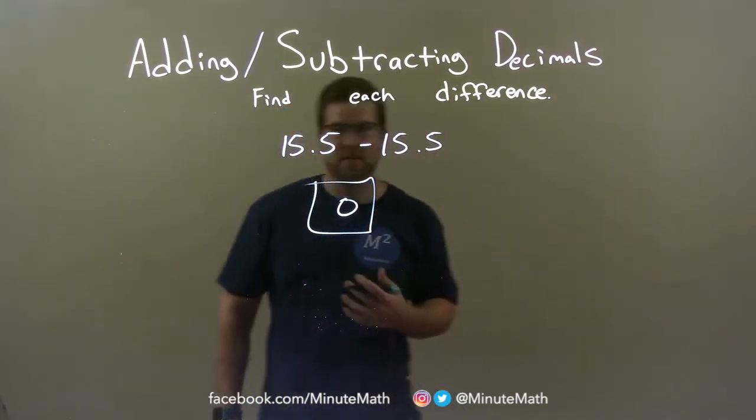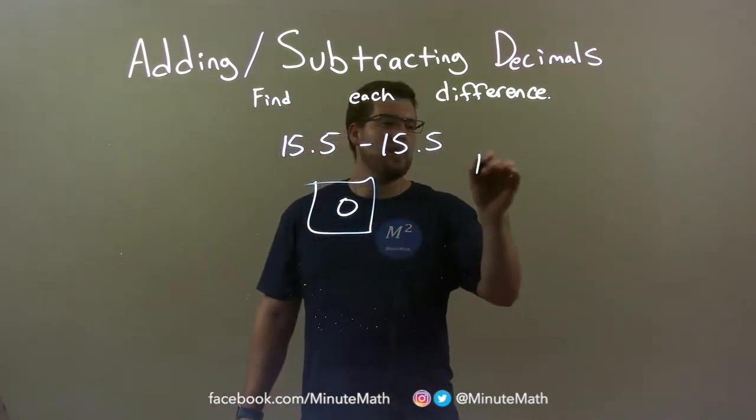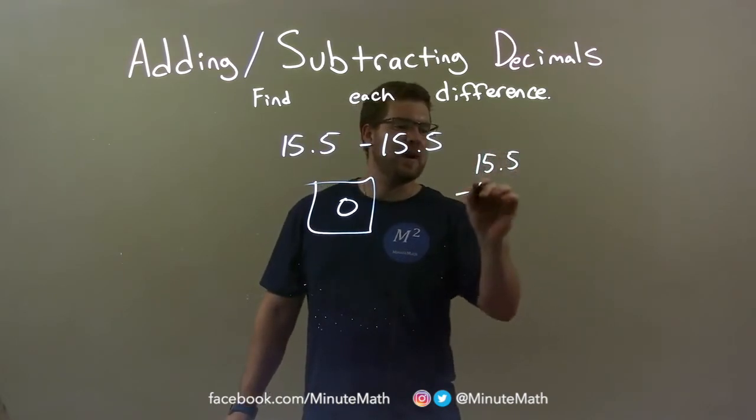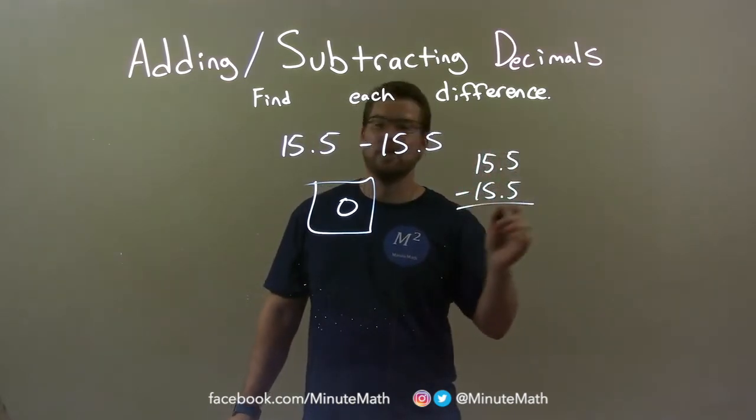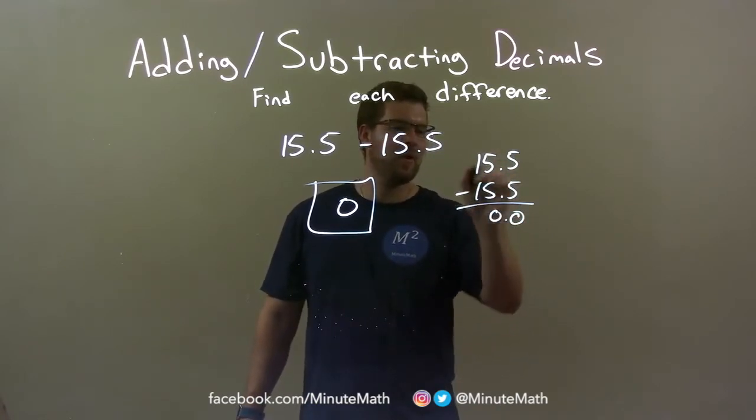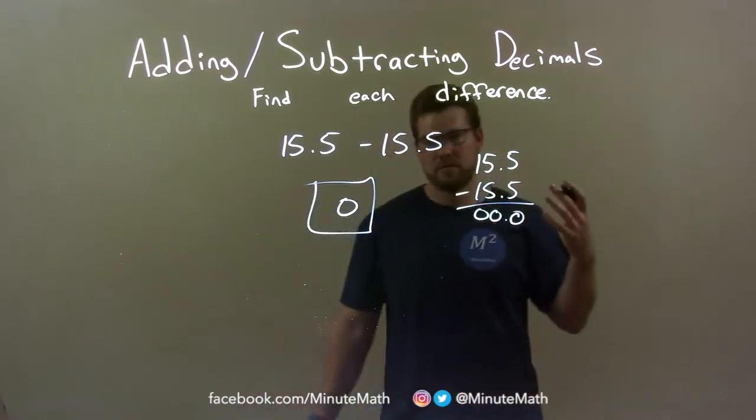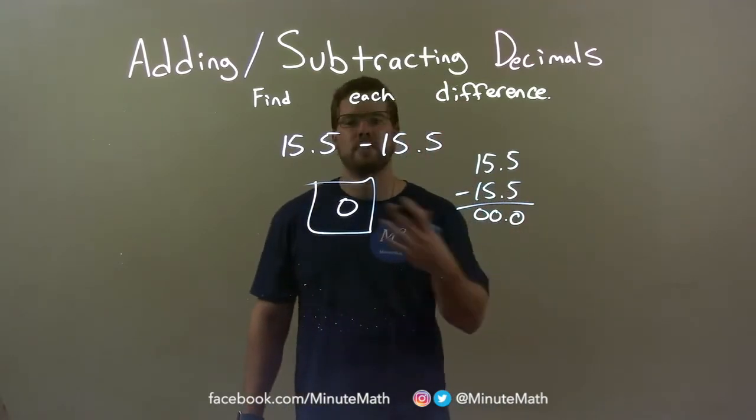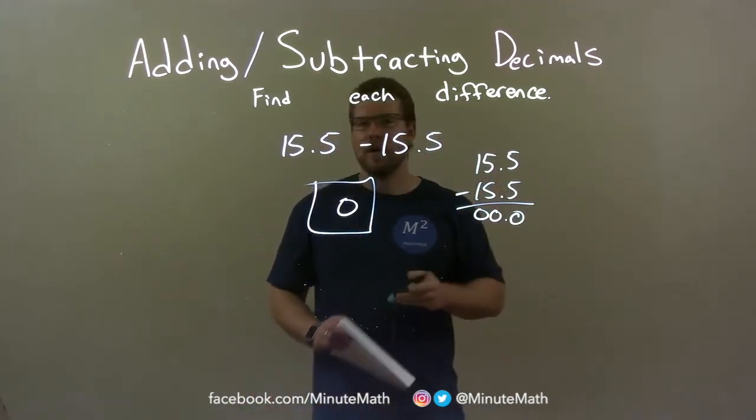Now, we can do it a different way if we want. If I want to show you here, I have 15.5 and I subtract 15.5 from that just so you can see it. 5 minus 5 is 0. 5 minus 5 is 0. 1 minus 1 is 0. 0.00.0 is just 0. So that's another way to see it.